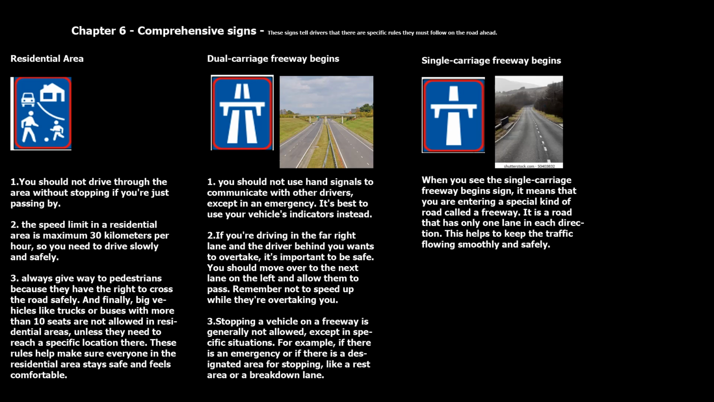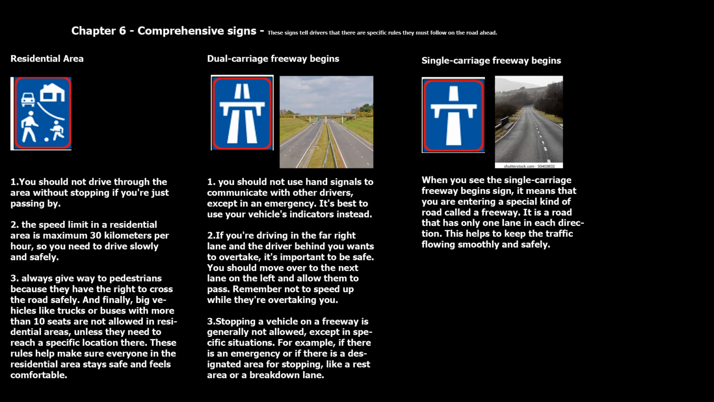And then let's look at the dual carriage freeway begins. If we look at the sign, we see that there are 2 lanes, and the 2 lines represent road. Within the roads, there's a separation. There's also an image on the right-hand side giving us an idea of how it looks. We see on the image that there are 2 roads, but they're separated by a barrier.